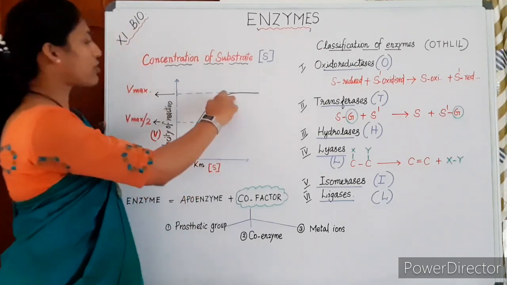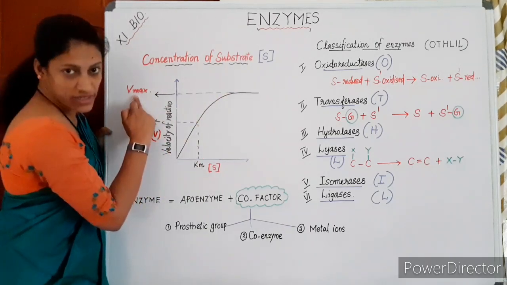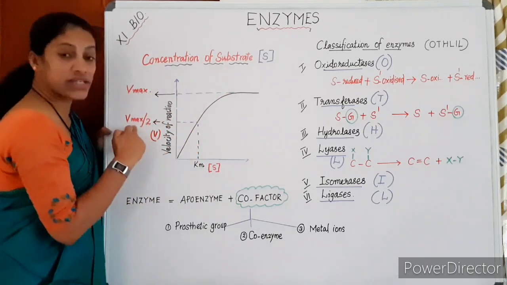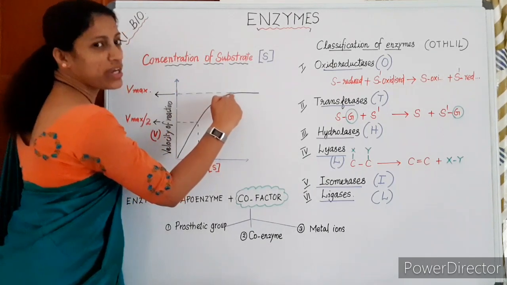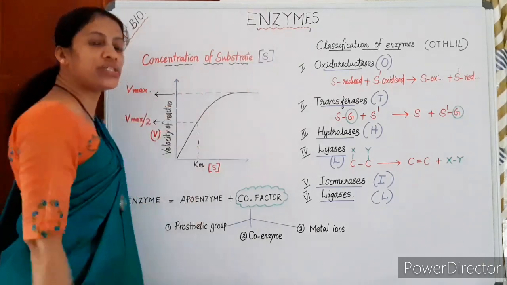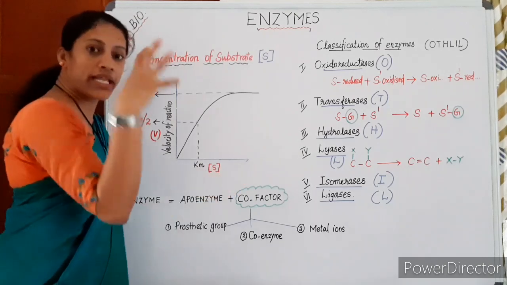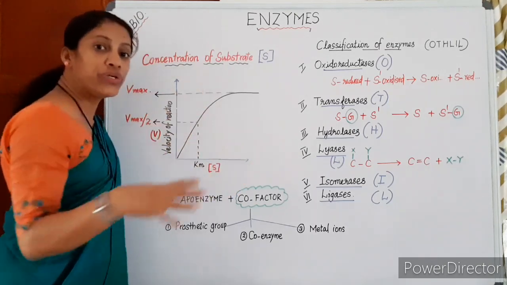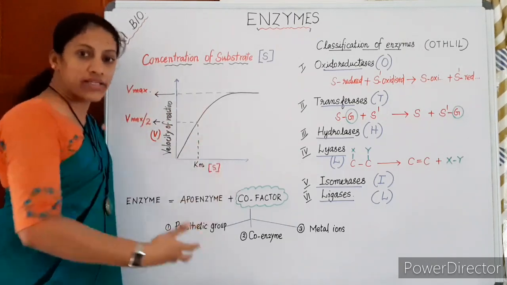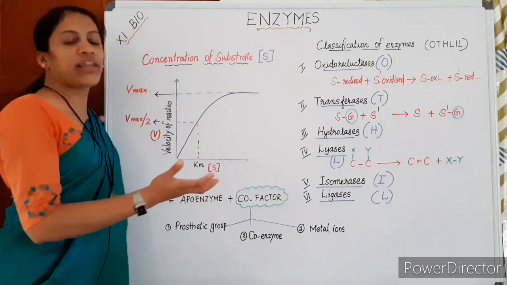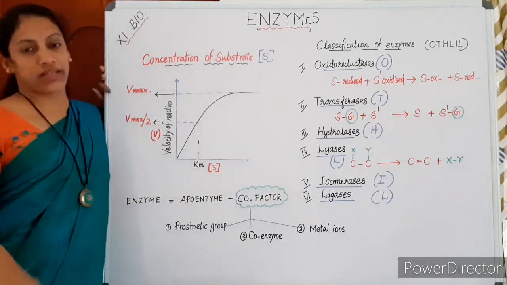This limit we call the maximum rate, maximum velocity, Vmax. And its half velocity we call Vmax by 2. Then at this stage, what happened? Why is there no further increase? Because at this stage, all the enzymes in the particular reaction will be used. No more enzymes are free to accept what we add. If you again add substrate, there are no more enzymes to bind with it, because the enzymes have reached 100% saturation.